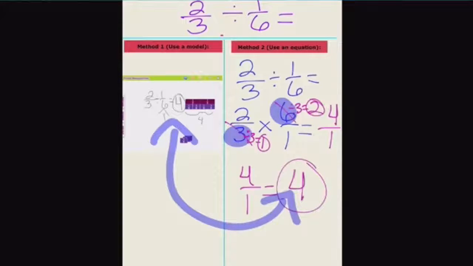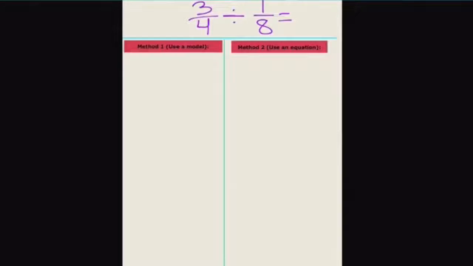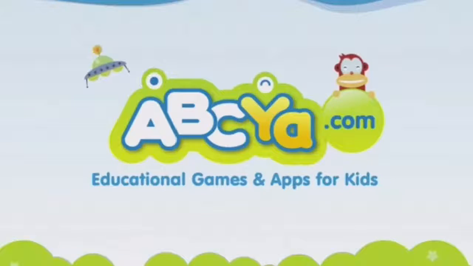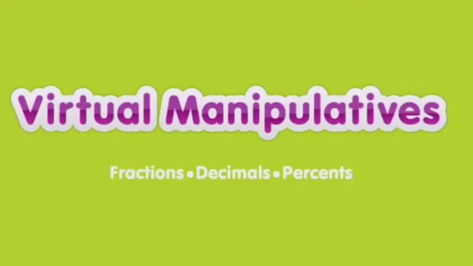Okay, let's try another one. Alright, now we've got 3/4 divided by 1/8. Let's go ahead and pull that up on here in virtual manipulatives.